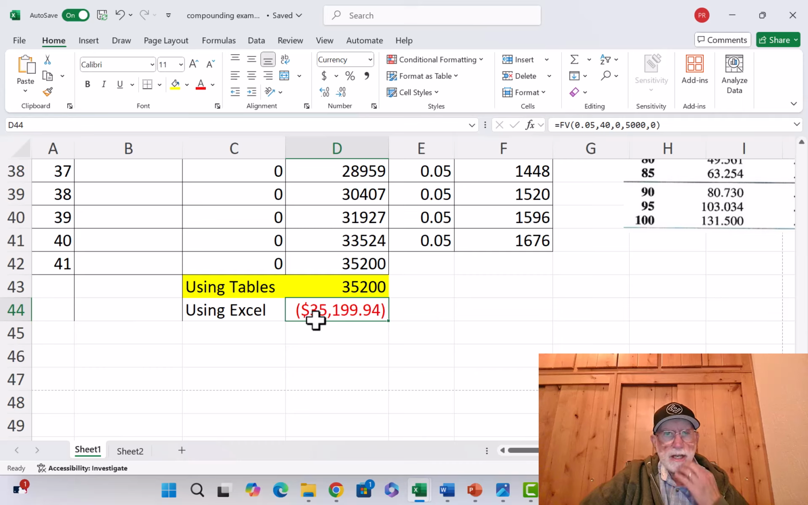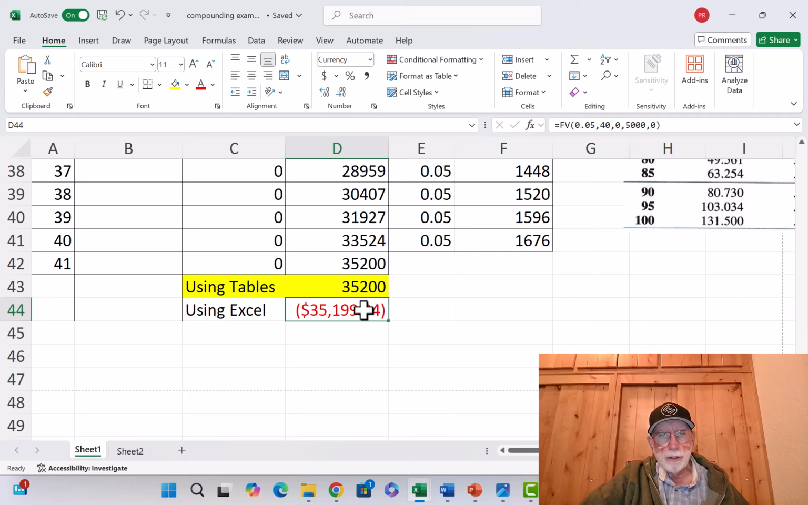And lo and behold, it calculates the future value. And in this case, it's an exact amount, and it's 6 cents different than what the table shows because the table has round off. So the formula, I think, is self-explanatory. The tables, that's using those factor notation in the back of the book. And Excel uses those functions that are built into Excel.